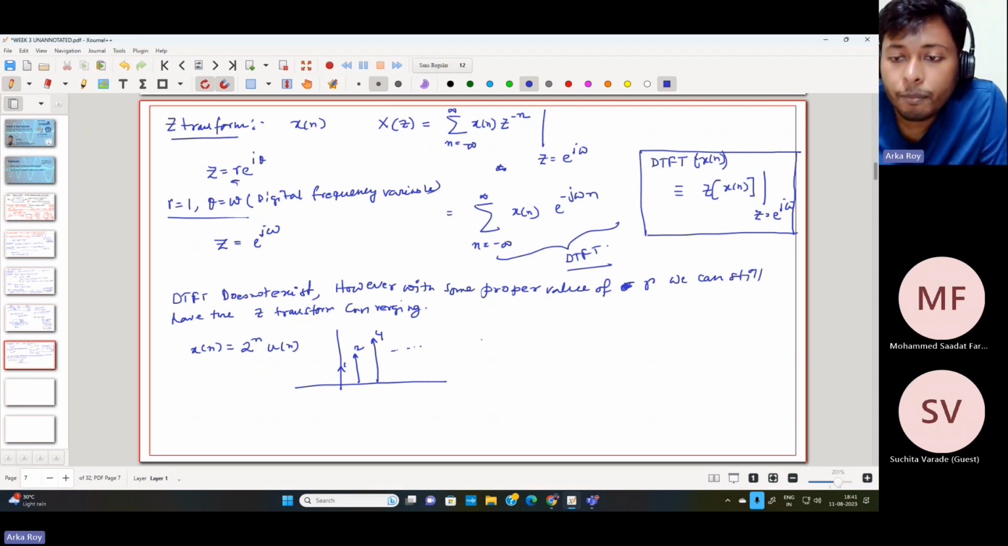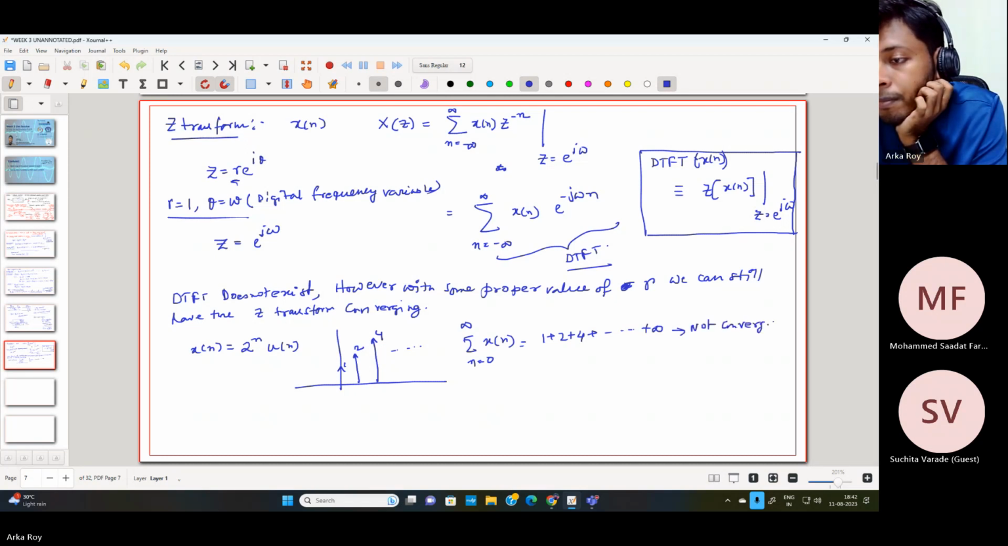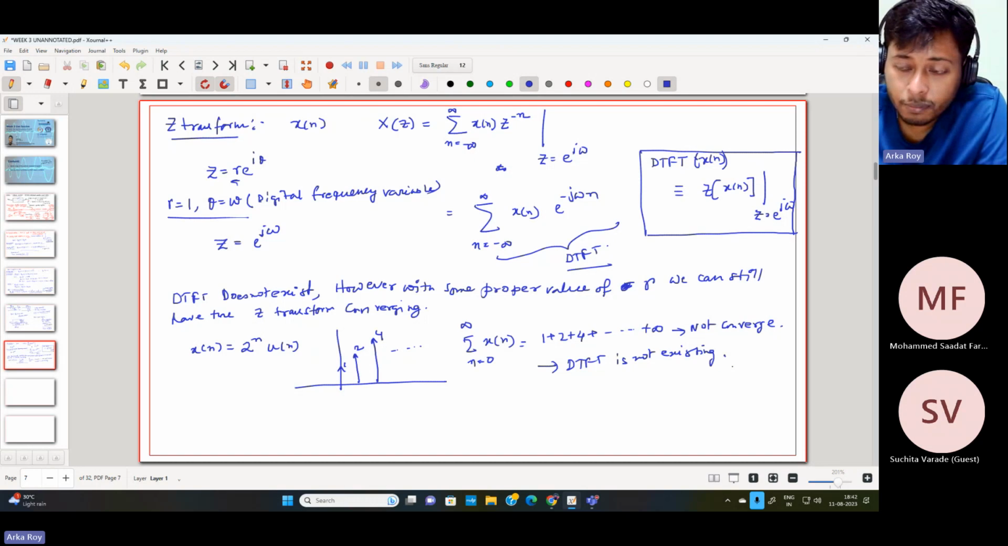If I start taking the summation of Xn varying from minus infinity to infinity, effectively this will reduce to 0 to infinity, because on the left-hand side there is no component. So it will be 1 plus 2 plus 4 plus dot dot dot up to infinity. This is an infinite GP series, and you can see that if we start adding all these values, this will not converge. And in this particular case also, the DTFT does not exist.